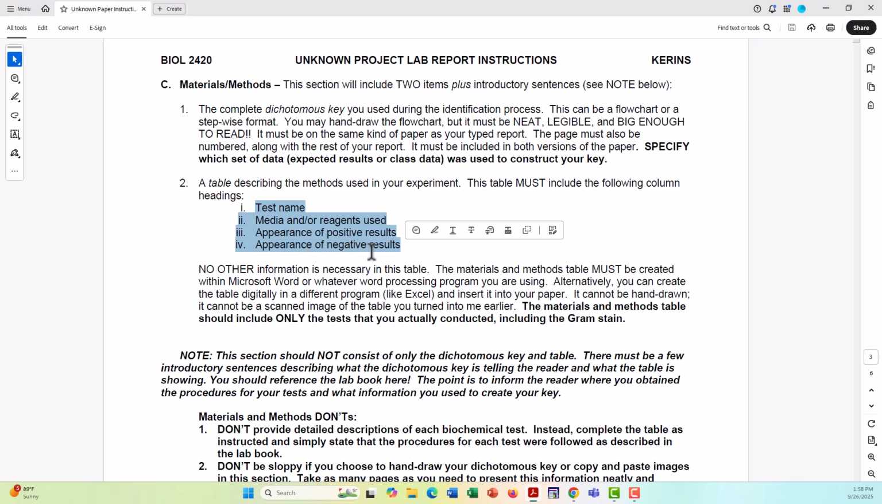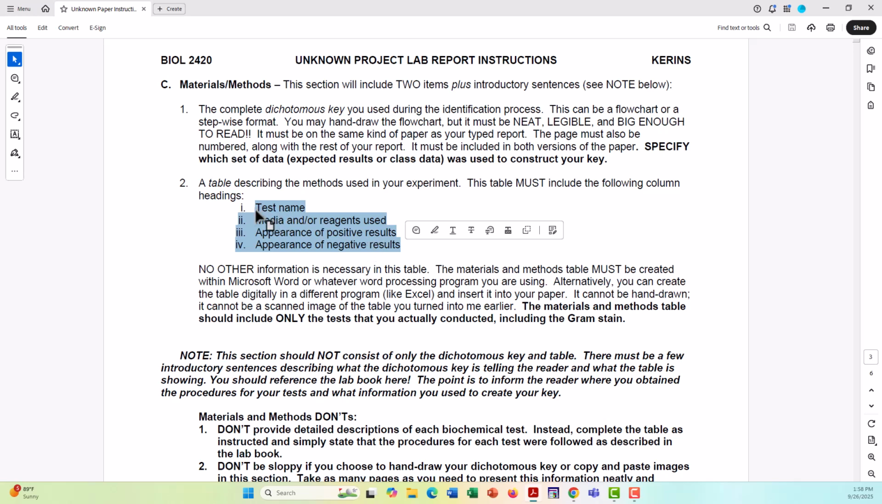Appearance of negative results, pink. That doesn't tell me anything yet about what you have, and that's fine, because that's not what we're looking for yet. You're just giving the reader an overview of all of the tests that you conducted, a summary of all the tests that you conducted.